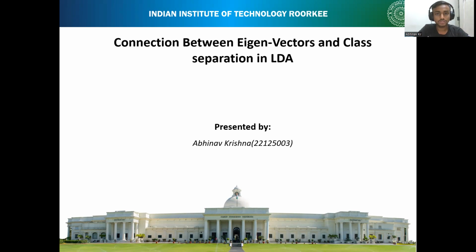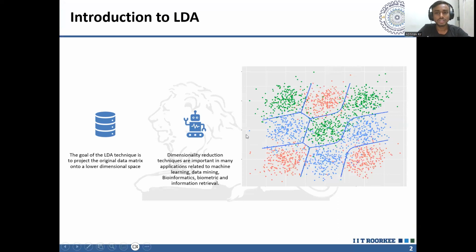Today we will be covering LDA and some calculations in LDA, and I will be particularly answering two questions in LDA which we are going to talk about later. So let me first introduce you to LDA. Basically, LDA is a technique which is used globally to reduce the dimensions of the data into a lower dimension so that we can do better analysis on them. It is used in many fields like machine learning and data retrieval, like bioinformatics or biometrics.